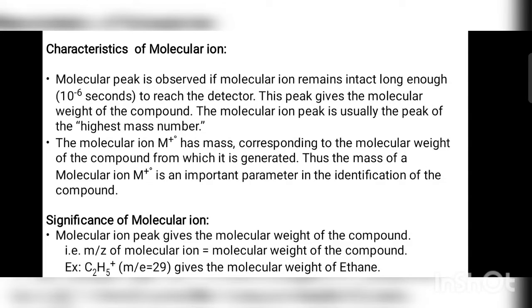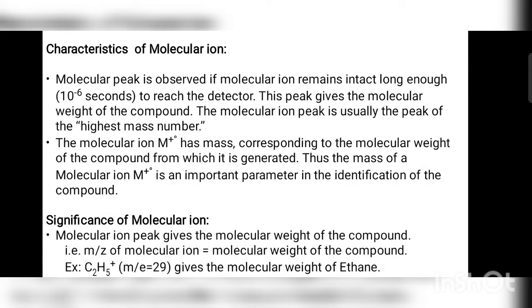Characteristics of molecular ion. A molecular peak is observed if a molecular ion remains intact long enough to reach the detector. So, to reach the detector, the molecular ion must be intact up till 10 raised to minus 6 seconds. This peak gives the molecular weight of the compound. The molecular ion peak is usually the peak of the highest mass number. The mass is the mass of the molecule. The molecular ion is the most important parameter because it has the mass corresponding to the molecular weight of the compound from which it is generated. So therefore the mass is the most important parameter.